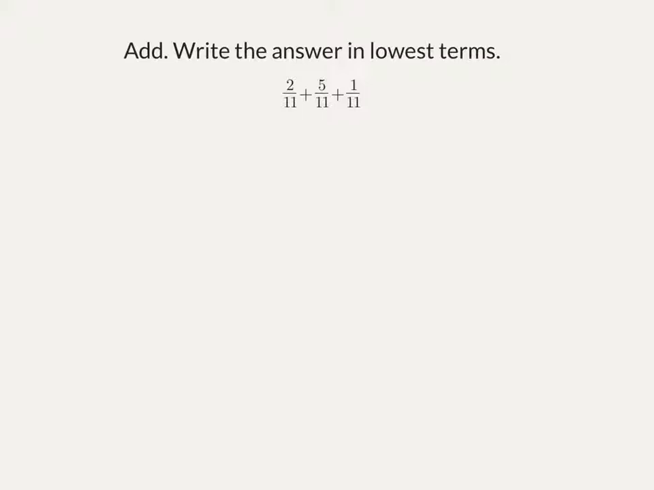So this makes it easy because all we need to do is add the numerators together and then place it over the denominator. So 2 plus 5 plus 1 is 8. So our answer is 8 over 11.